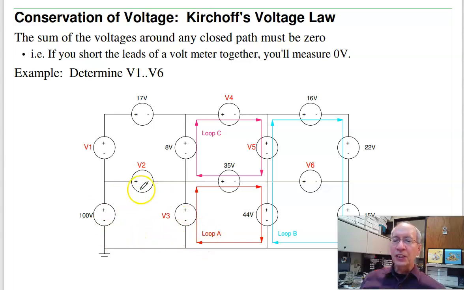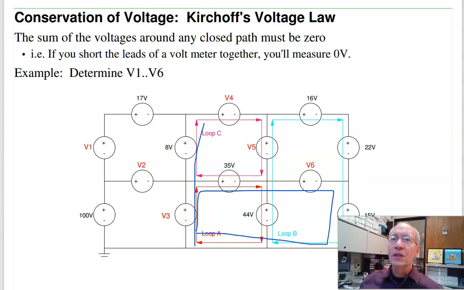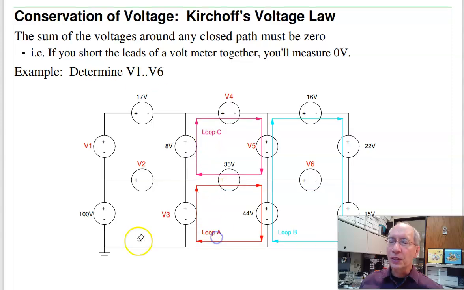The trick to analyze the circuit is find a loop where there's one unknown. Around this loop, I know minus 100 plus V2 plus V3 equals 0. That's one equation, two unknowns. Doesn't really help. Around loop A, I've got one unknown. So I know that minus V3 plus 35 plus 44 equals 0. That lets you solve for V3. And that's the trick in this circuit. Try to find any closed path where there's just one unknown. So like this would be, well, that's two unknowns. This is another path with one unknown.